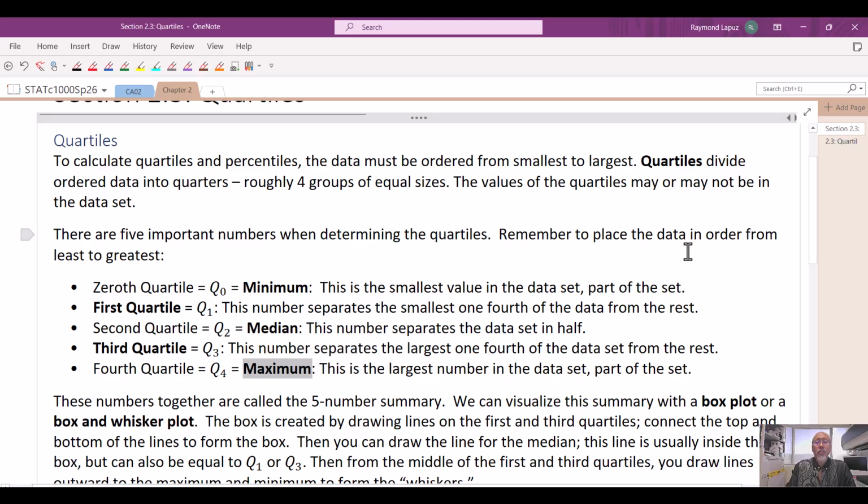Now, it is important to put your data in order first to be able to do this. So we are looking at types of data that can be ordered. So quantitative data would be it.